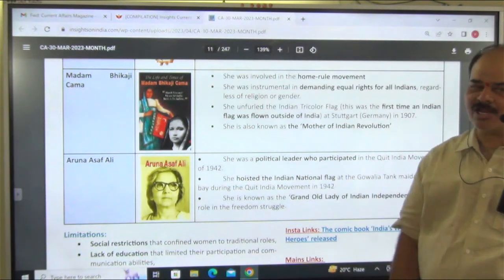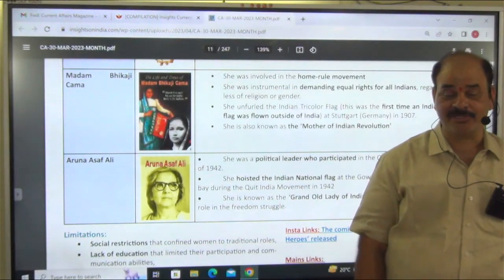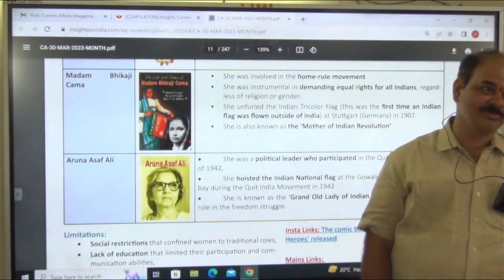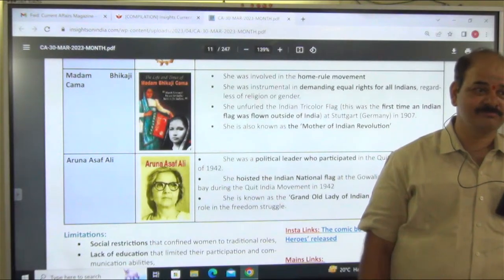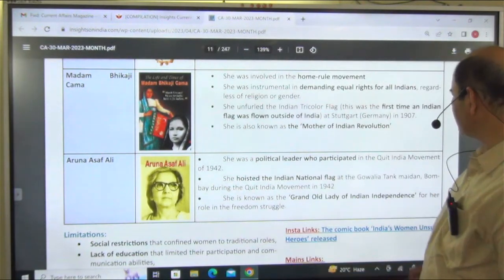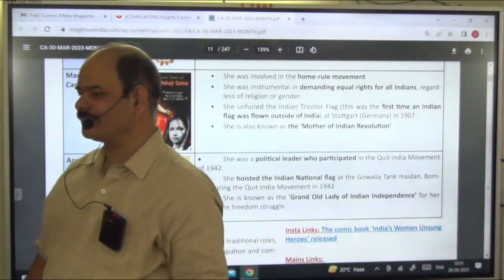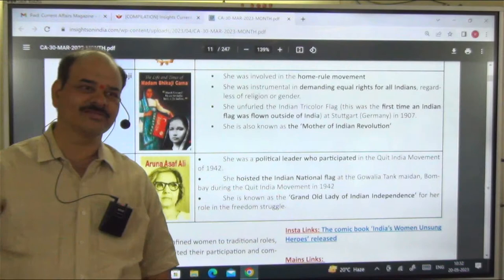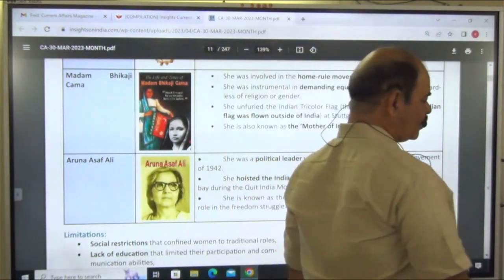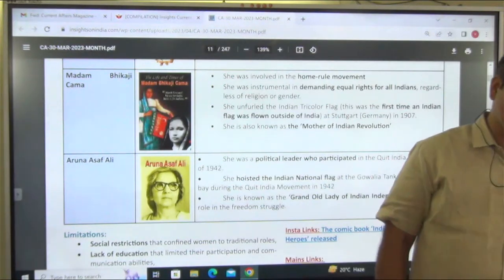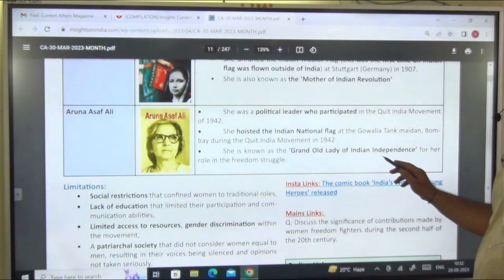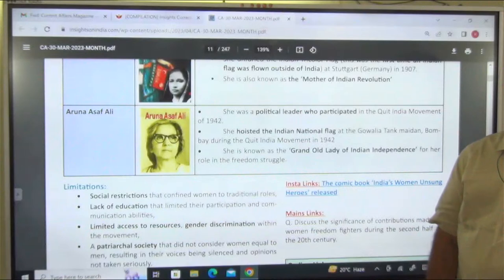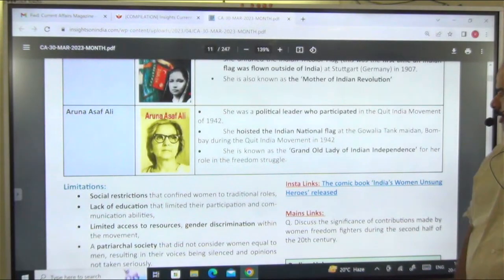And this Gowalia Tank Maidan is also called what? What is the name of the Maidan now, after the address of Gandhi? Gandhi addressed the masses in this Gowalia Tank, if I am not wrong, on 8th August. Yes, August Kranti Maidan, where Gandhi used the words, do or die. Now, she is known as the Grand Old Lady of Indian Independence for her role in the freedom struggle.